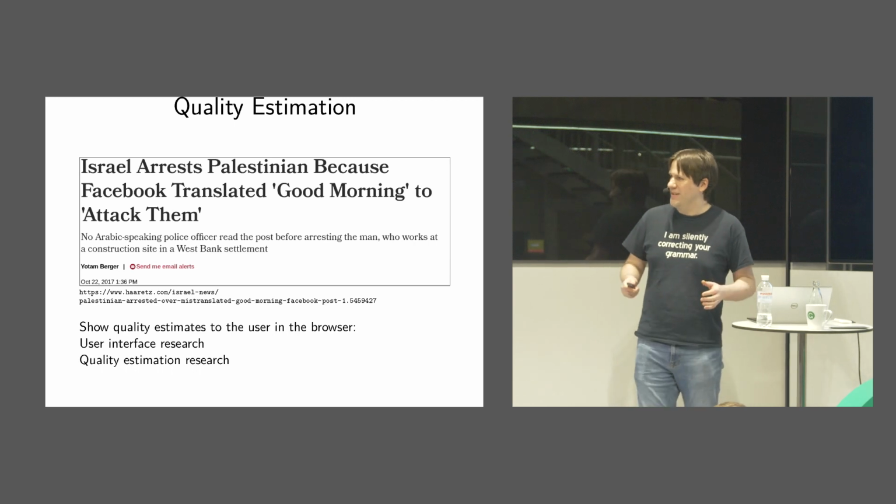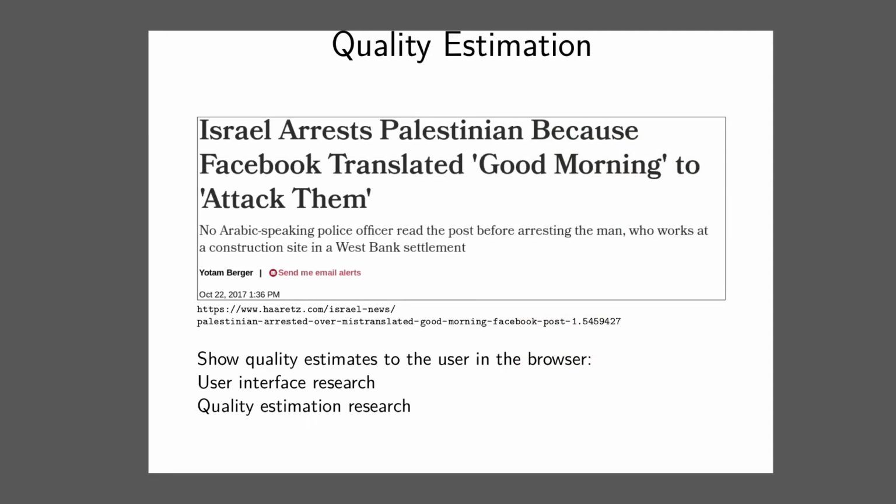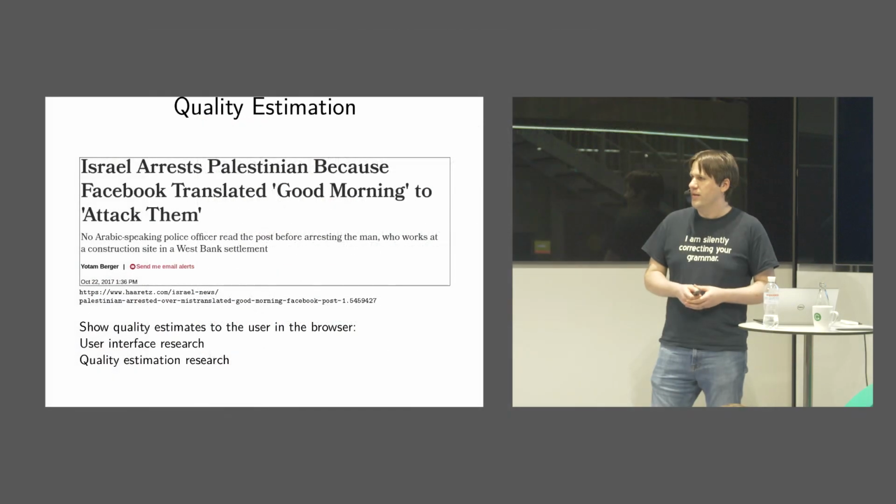The Israeli police saw this, and they never consulted an Arabic speaker to actually read the original sentence. And this construction worker was on a construction site with heavy equipment that looked like he might be able to attack people. Yeah, so not so great an occurrence, but it happened, and it shows there's a problem.